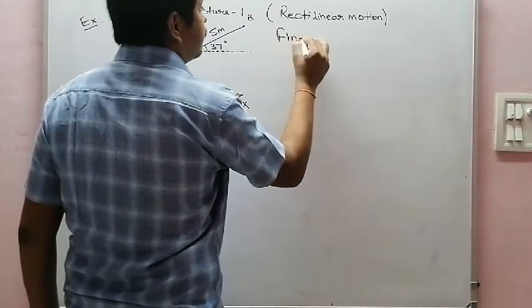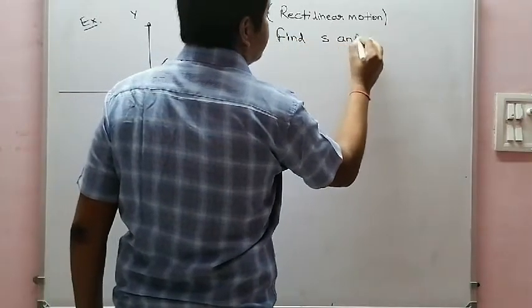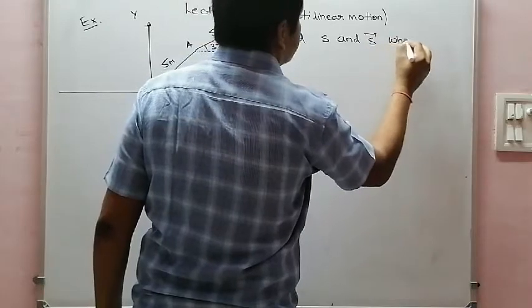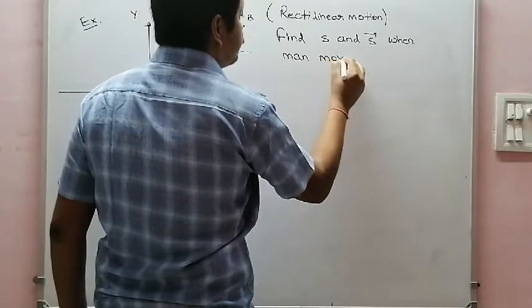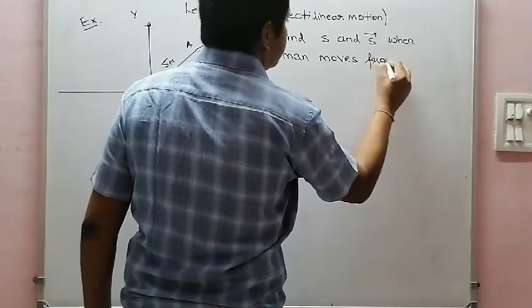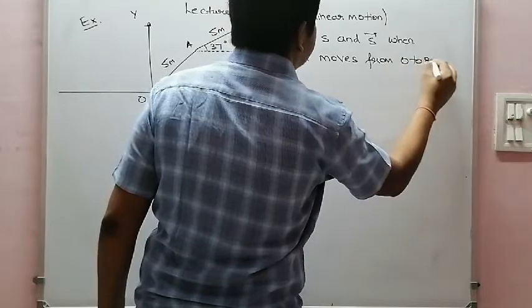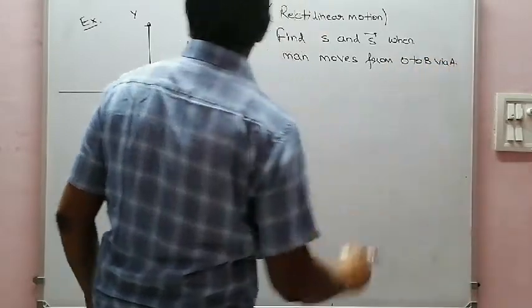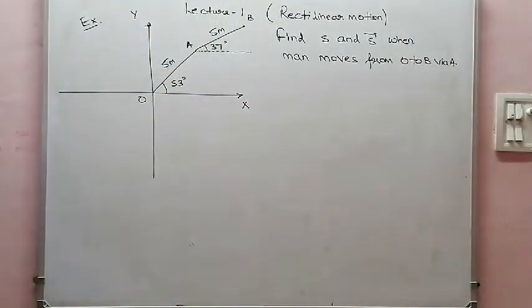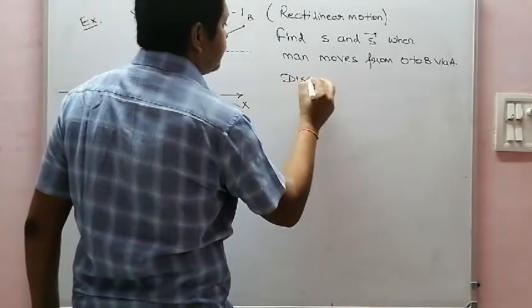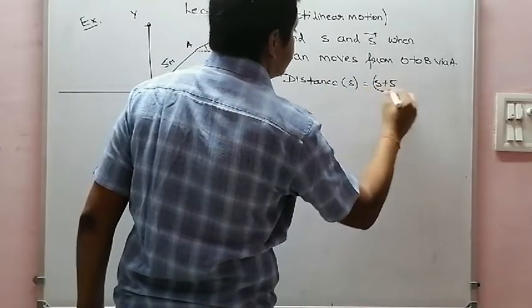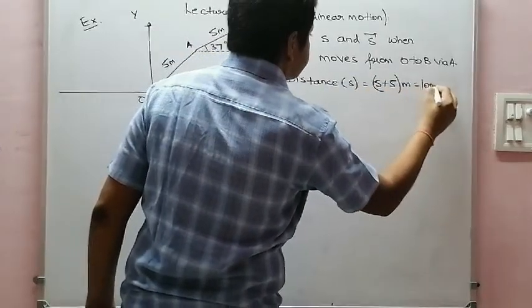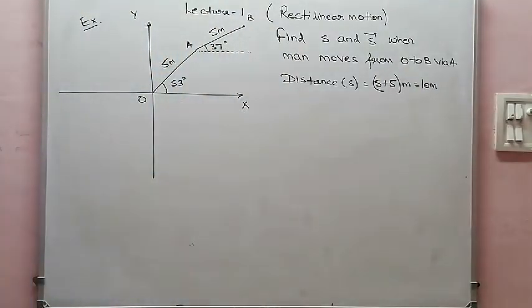Find distance and displacement when man moves from O to B via A. Via A means passing through A. Again distance is length of the path, so it becomes 5 plus 5 meter, that is 10 meter. Now we find displacement.